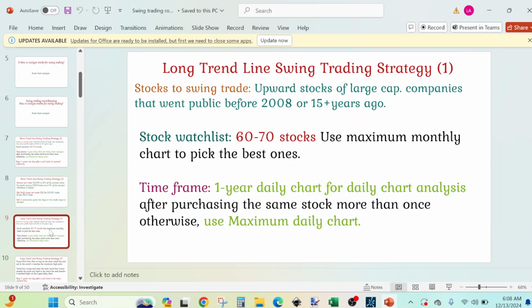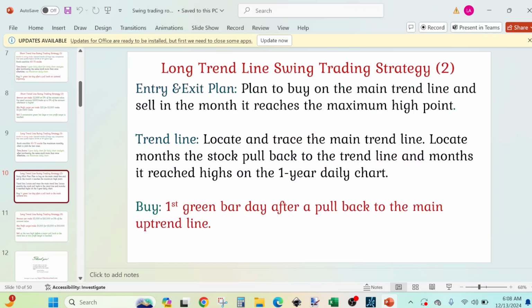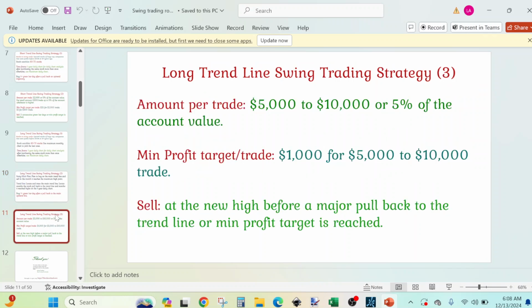Now, after practicing it for almost a year, I like to switch to a long-term uptrend line swing trading strategy, where the process to enter is still the same, but I just target a longer trend line and then buy at that line. When they start going up from there, I sell after a new high is reached, or my minimum profit target is reached. My minimum profit target is higher than before, and the amount allocated per trade is higher than before as well, at 5% of the account value.